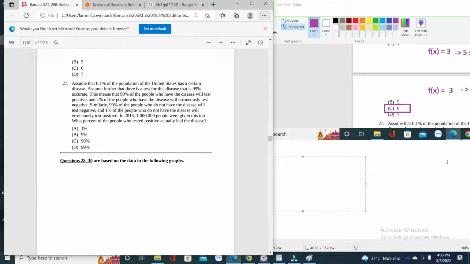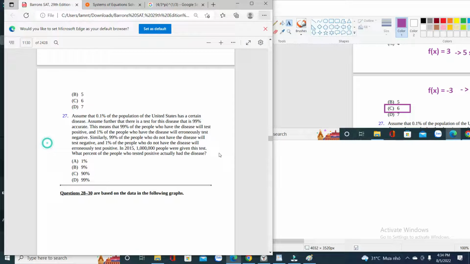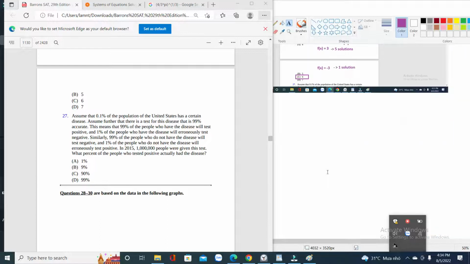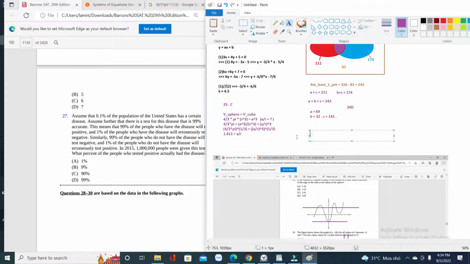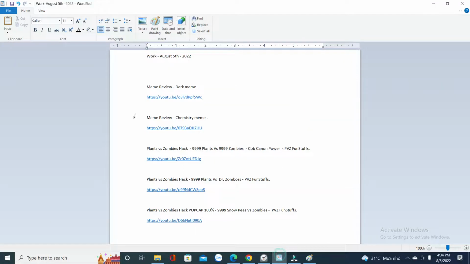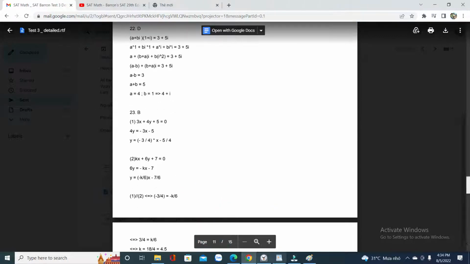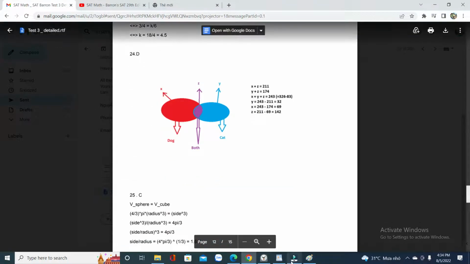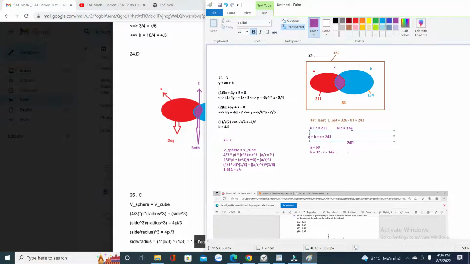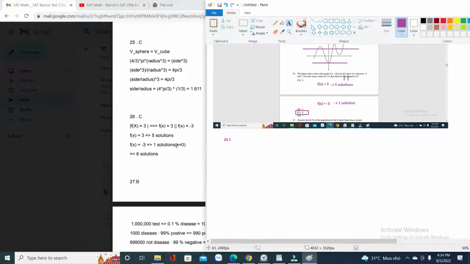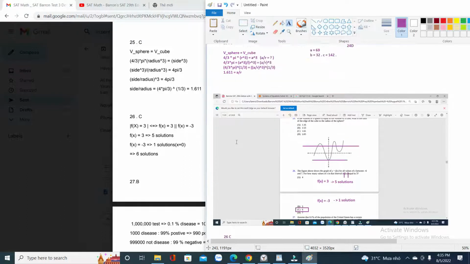Okay, 27. Okay, so let's check out the answers first. Number 23 is B. Okay. Number 24 is D. Okay, number 24 is D instead. Okay, number 25 is C. Is C correct? And number 26 is C. Number 26 is C as well. Okay, so that's very good.